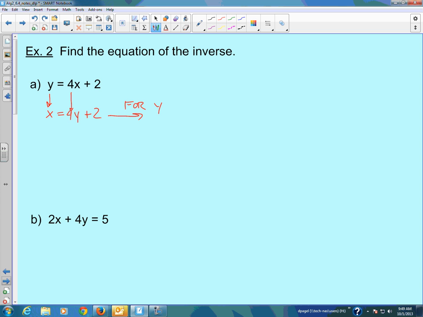If I did that, I'd have that x minus 2 is equal to 4y. And then I would divide everything by 4. And we have y is equal to x over 4 minus 1/2 after I reduce. Then we can write the inverse as x over 4 minus 1/2. So there's our inverse equation of y equals 4x plus 2.